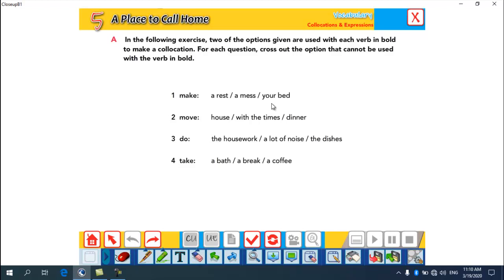Number 1. Make. I can say make a mess, make your bed, but I can't say make a rest, so cross rest. 2. Move. I can say move house, move with the times, but I can't say move dinner, so cross dinner. 3. Do. I can say do the house, do the dishes, but I can't say do a lot of noise. Number 4. I can say take a bath, take a break, but I can't say take a coffee, so cross coffee.